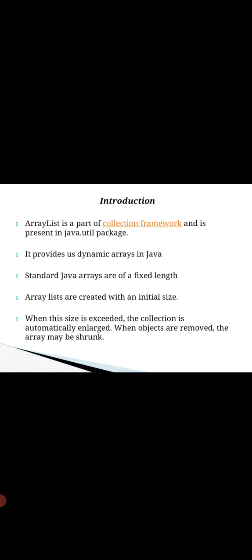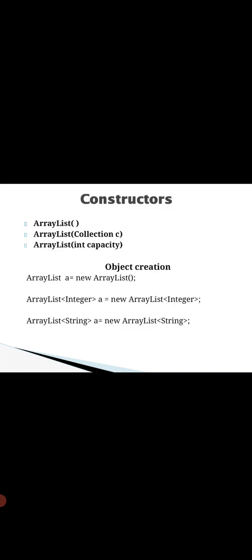ArrayList can be created with an initial size. Afterwards, we can change it. When this size is exceeded, the collection is automatically enlarged. When objects are removed, the array may be shrunk. These are the constructors that are used in ArrayList.